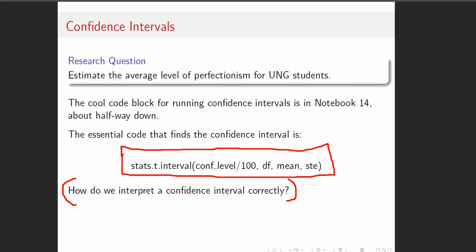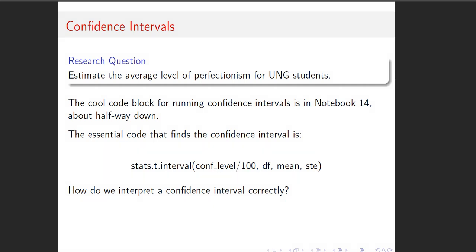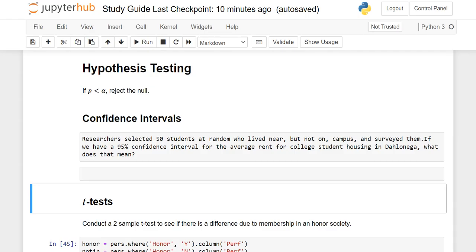And if you recall, there was a nice code block that calculated the confidence level that we could put in. It calculated degrees of freedom, the mean, the standard error, based on an array. We had to create an array and it would do all of this for us. Okay, so yeah, it's okay to review that and to put that on your study guide, but it's much more important to interpret this confidence interval correctly. Okay, and sorry, I'm going to go in here.